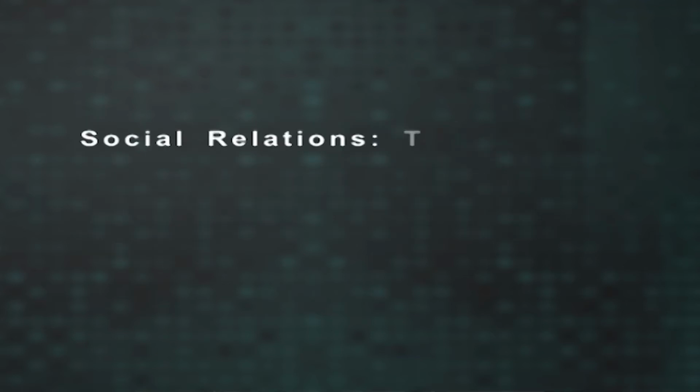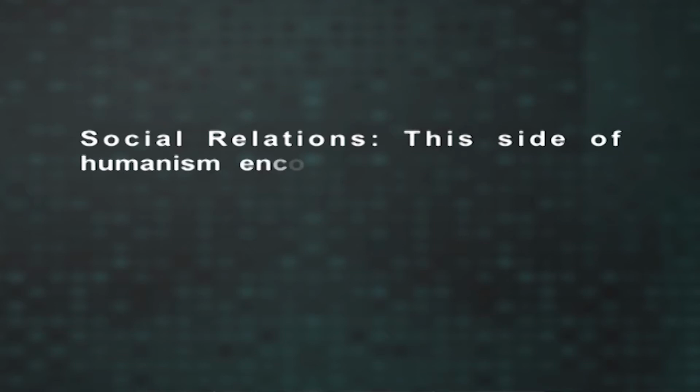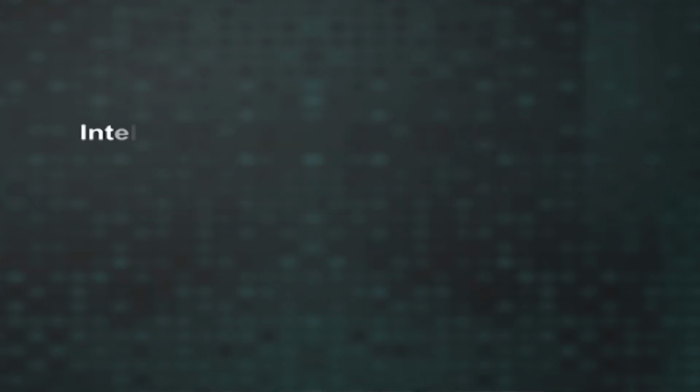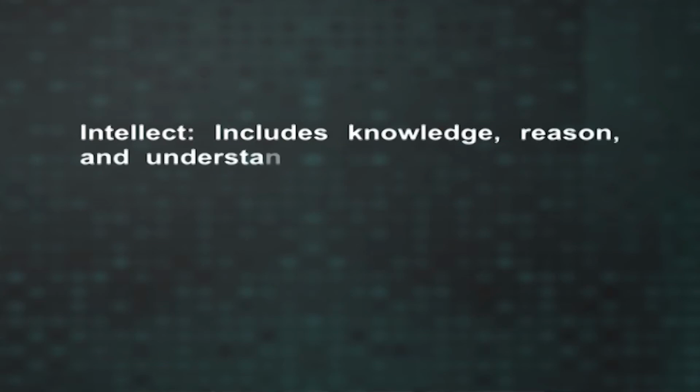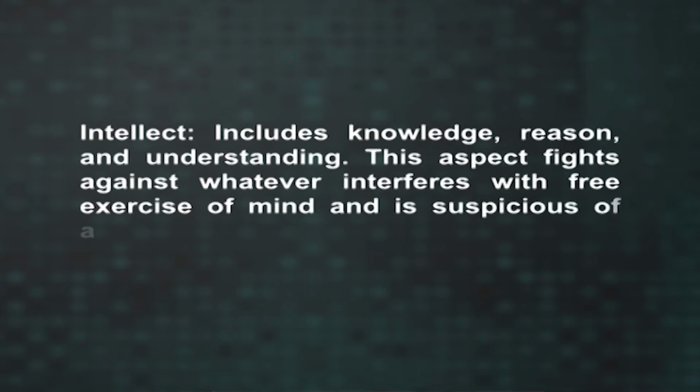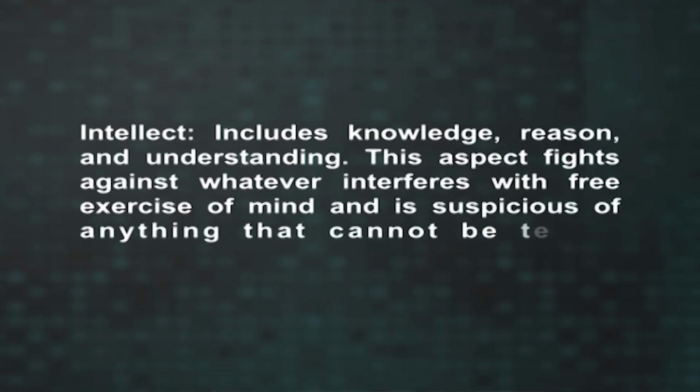Social relations. This side of humanism encourages friendship and cooperation and opposes whatever tends to reduce them. Intellect includes knowledge, reason and understanding. This aspect fights against whatever interferes with free exercise of mind and is suspicious of anything that cannot be tested intellectually.